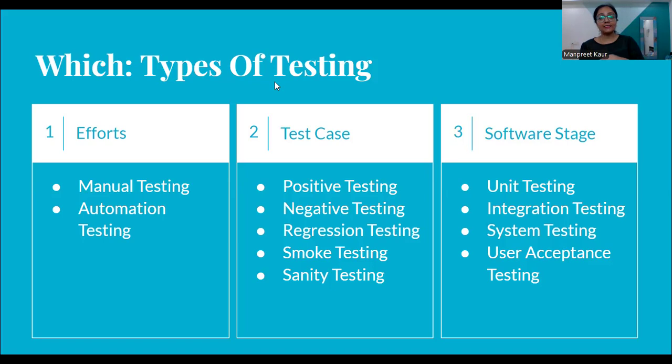So test case types: positive testing, negative testing, regression testing, smoke testing, sanity testing. These last three types juggle between the software stage and the test case type. Throughout the testing cycle, or we can say throughout the project cycle, they keep on coming and going, right? So positive testing. What is positive testing? Anyone knows?